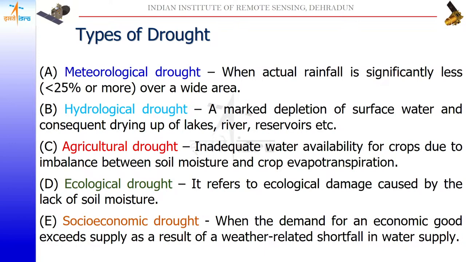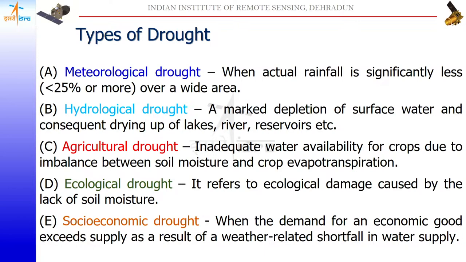As defined here, it is inadequate water availability for the crops due to an imbalance between soil moisture and crop evapotranspiration. Crop evapotranspiration is basically the water loss from the plant as well as the soil; it is a combination of evaporation and transpiration. With normal crop growth, the crops carry out evapotranspiration at its potential stage, but the constraint is the soil moisture condition.